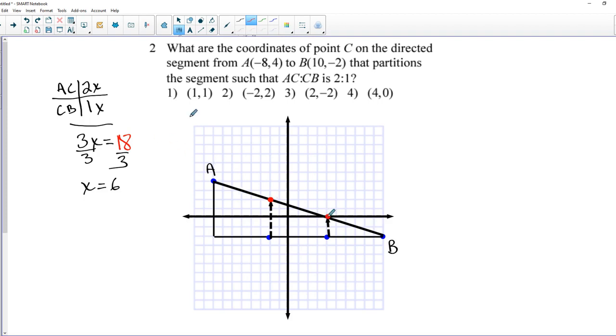But this time, it said that AC, the distance from A to C, should be the 2 units, and the C to the B should be the 1 unit. So that means that my C is going to be right here this time. And what point is that? 4, 0. And there you have another graphic solution to the partitioning of line segments.